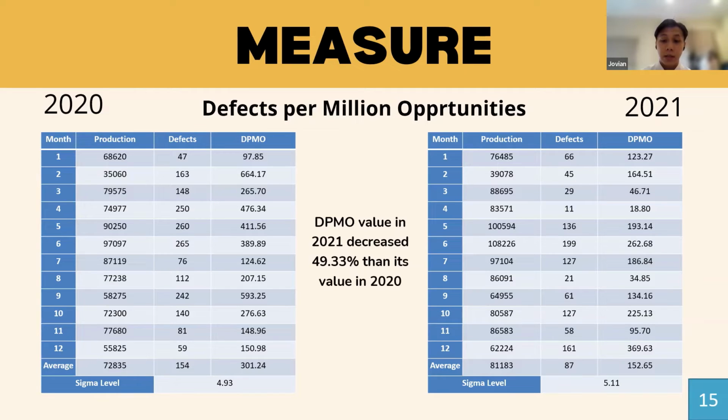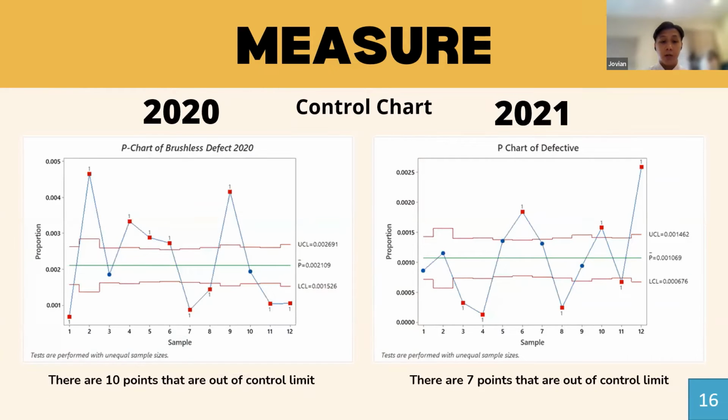After that, the DPMO value will be converted to sigma level. In 2020, the sigma level is 4.93, and in 2021 it is 5.11. And this is the control chart. You can see many points that are out of the control limit. In 2020, there are 10 points out of the control limit, and in 2021, there are 7 points out of the control limit.